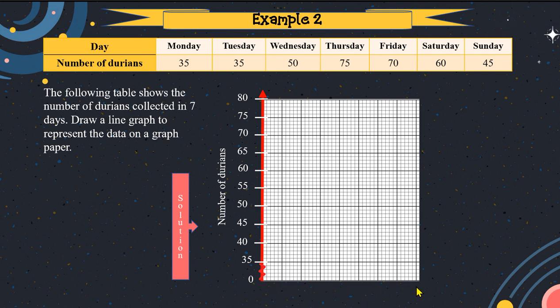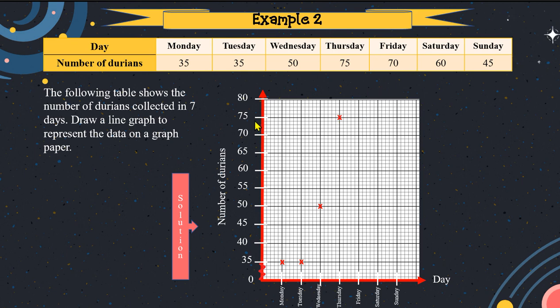And then for the horizontal axis here, this is the day. So we write down from Monday until Sunday. Now we plot the graph. Monday we have 35. So 35 is here, so you plot here. And then Tuesday also 35, so you plot here. Wednesday we have 50, so 50 is here, you plot here. And then Thursday is 75. So 75 is here, then you plot.